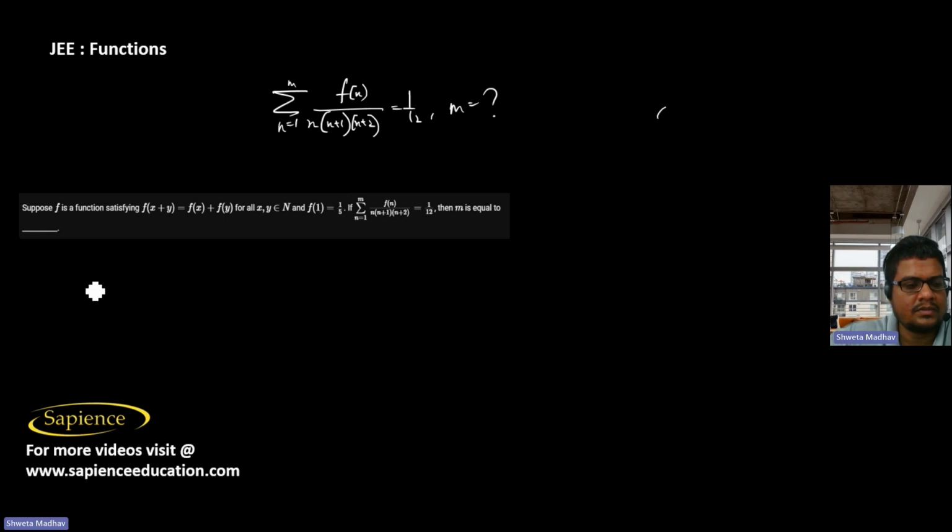So f of 1 is equal to 1 by 5, f of 2 is equal to 2 by 5, f of 3 is equal to 3 by 5.